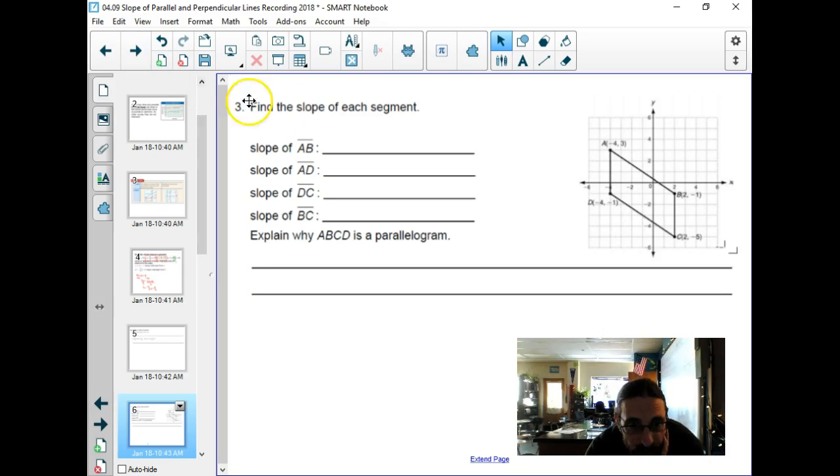Now, when you get to problem 3, it says find the slope of each segment. And again, you can either count it out or you can use the slope formula. And then you need to explain why ABCD is a parallelogram. And just a quick geometry lesson, a parallelogram is a quadrilateral with 2 sets of parallel sides. And so what we're saying here is if AD has the same slope as BC and AB and DC have the same slope, then it's a parallelogram. And of course what they're asking you to do first is to find the slope of each one of these line segments and go ahead and prove it.